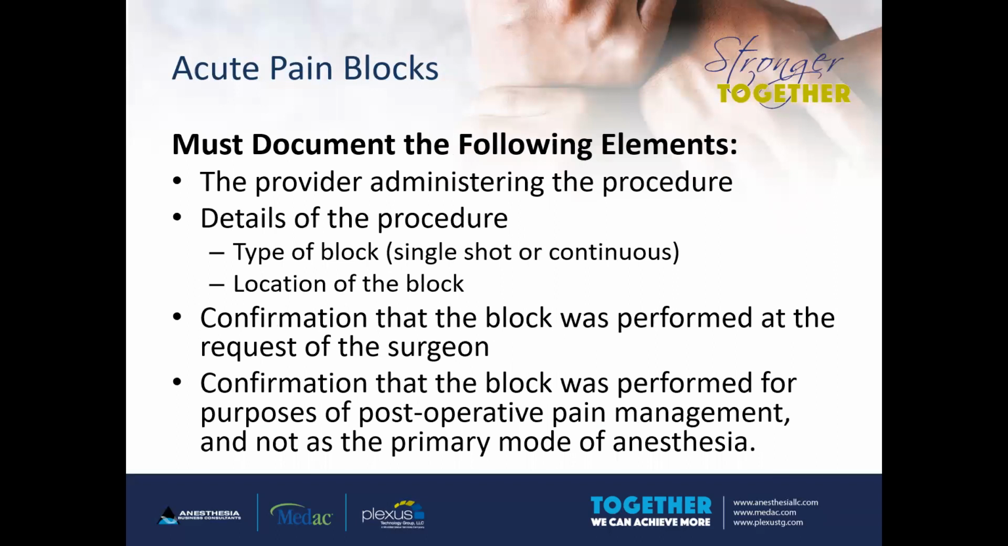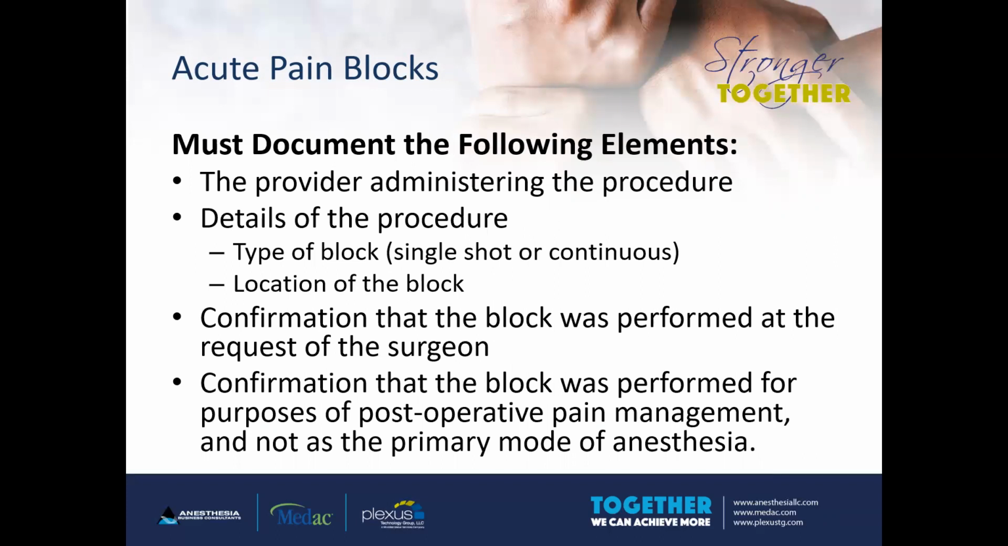Now, when it comes to post-op pain blocks, we're looking for this type of documentation. We need to know the provider who performed it. We can't assume it was the attending on the case. It might have been your partner. We need to know the details of the procedure, such as what type of block was it? Was it a single shot block or a continuous catheter? What was the location of the block? And anatomically, that is. And then confirmation that the block was performed at the request of the surgeon.